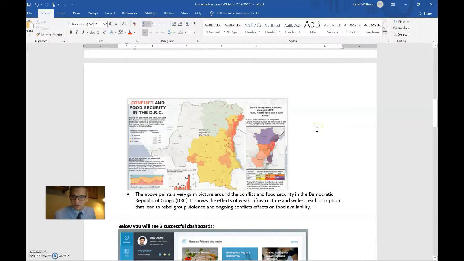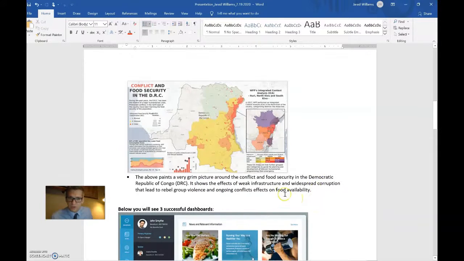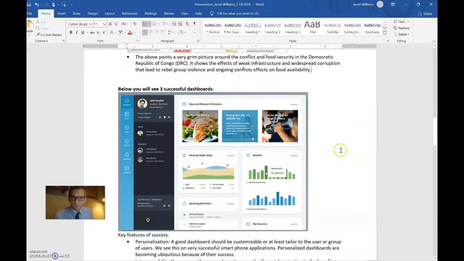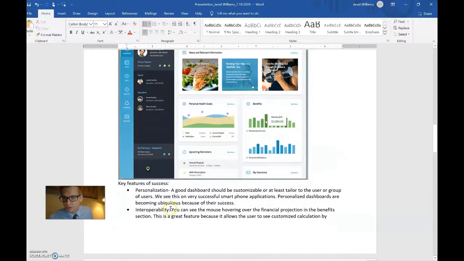Here's the conflict in the Dominican Republic over the past several years, and it's showing the impact over time of all the conflict and weak infrastructure, and actually how that affects, downstream, the availability of food. So this paints the whole picture of that conflict. And real quickly, I'll go over some of these dashboards and what makes them good.